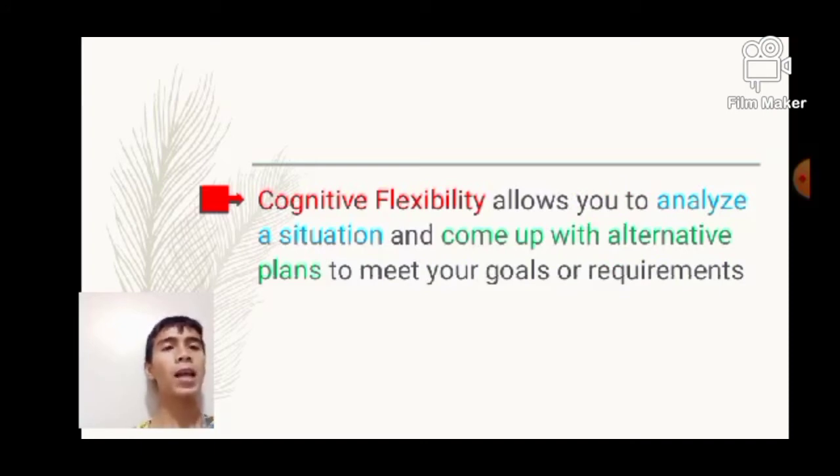Cognitive flexibility allows you to analyze a situation and come up with alternative plans to meet your goal or requirements. For example, you're having a job interview at a certain company that you applied for and you haven't checked the background of the CEO of that company. Since you are confident enough to face a CEO because of your English skill and you have a good communication skill. But during the interview, the CEO started speaking using his own language, which is Ilocano.